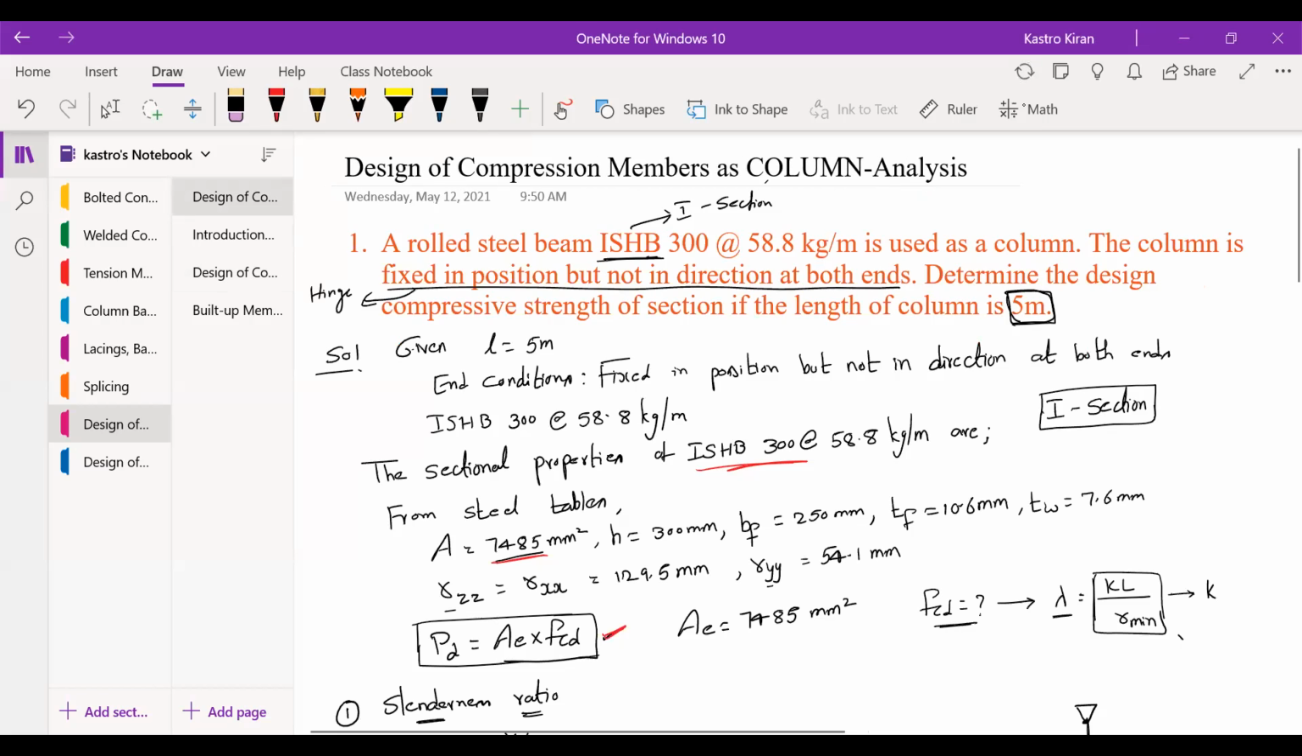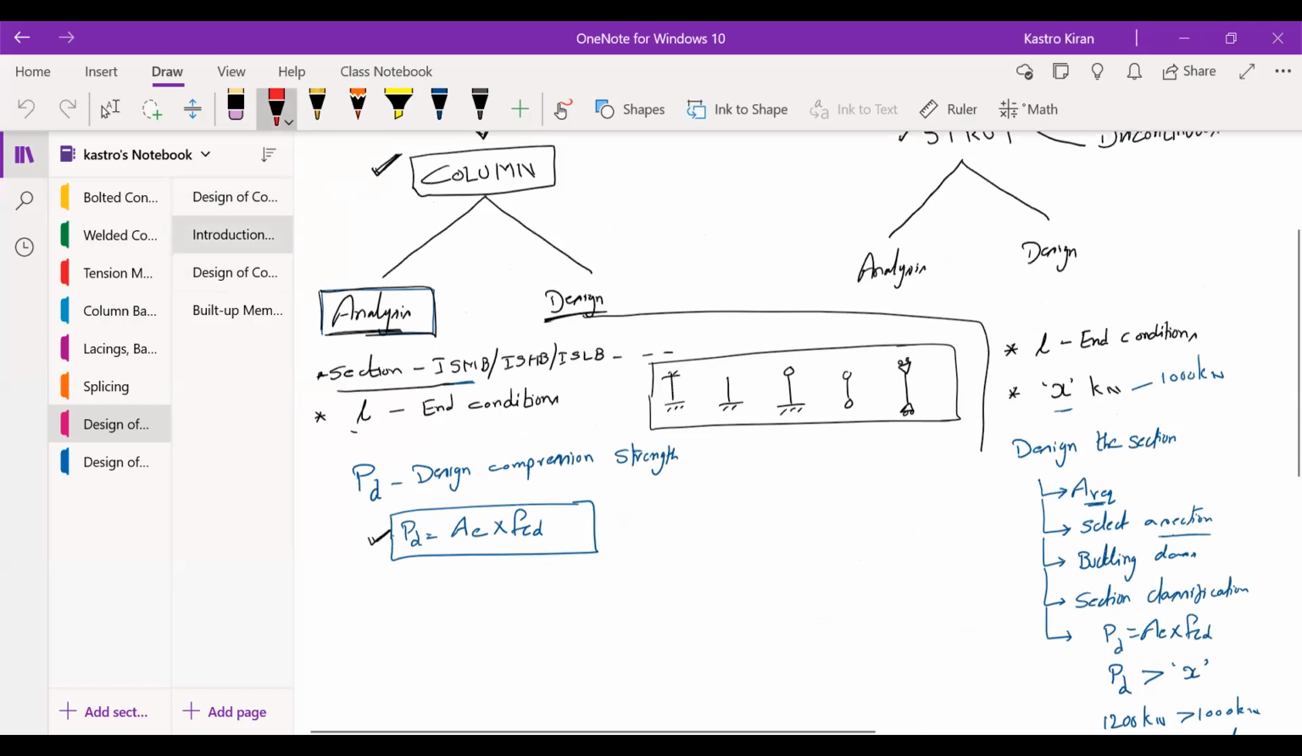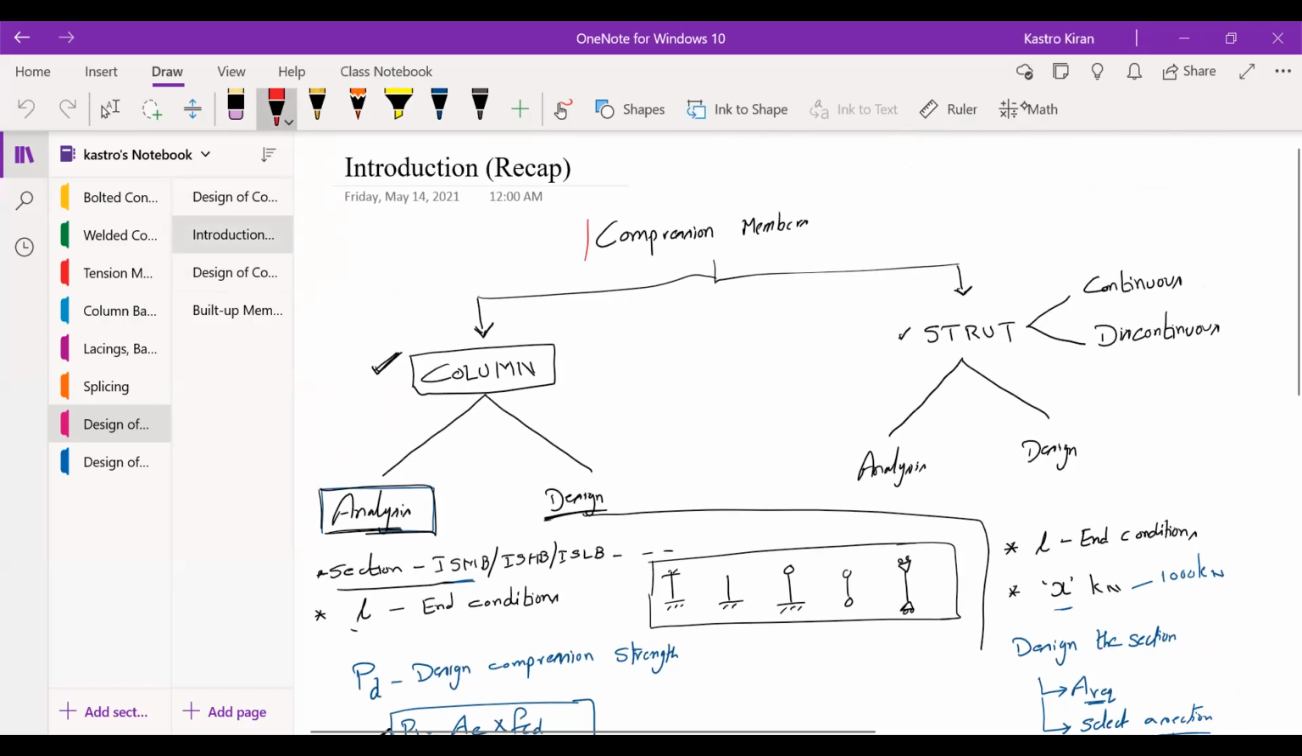So we have done the design of compression members as column, and technically we have done the analysis part, right? We were talking about how the design of compression members can be done in two ways. The first one is the column and the second one is the strut. Since we are sticking our discussion to column in this video also, in the last class we talked about how to analyze a column member. So technically it's a compression member. In today's class, we'll be talking about the design of compression members as a column section.